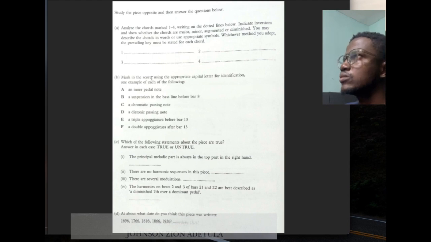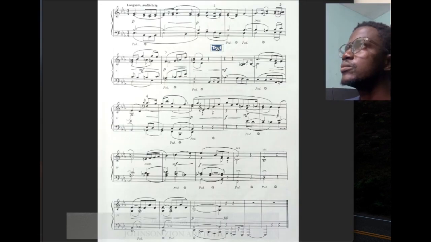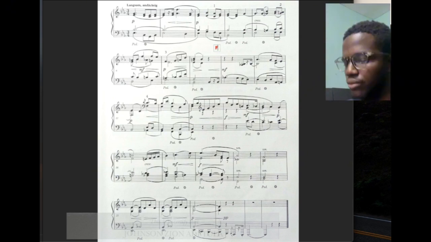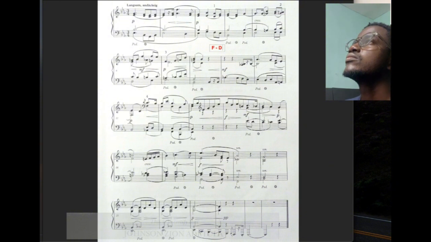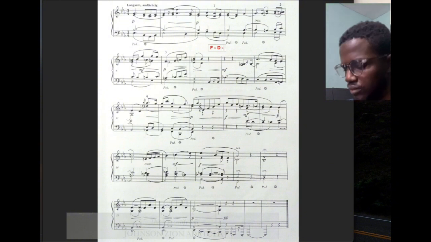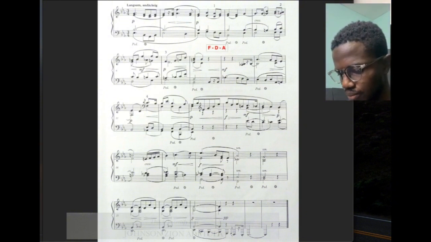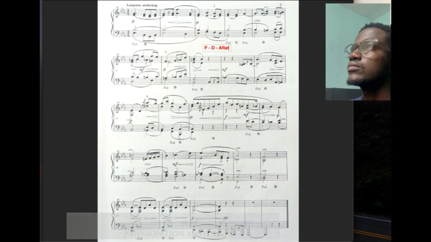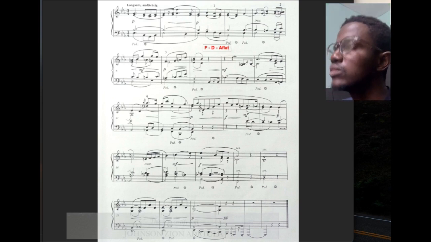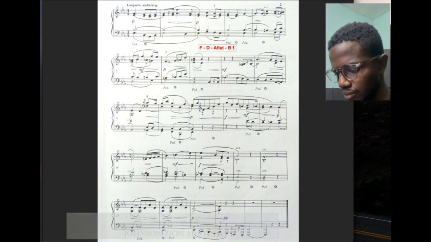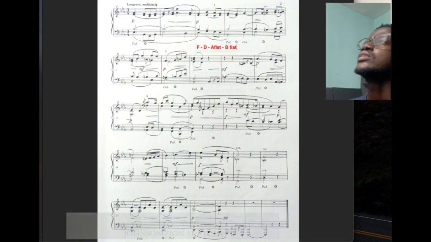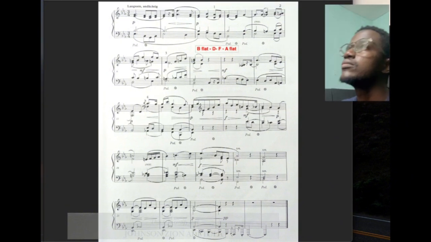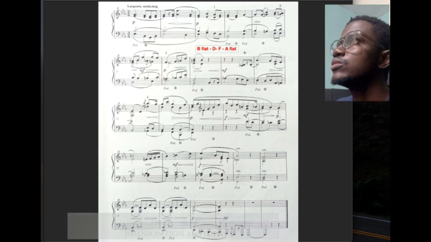The first question. Analyze the chords marked 1 to 4, starting from the lowest. F, D, and A flat. F, D, A flat. Okay, here there's also a B flat. Rearranging that, you get this.